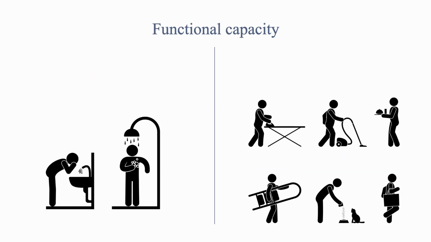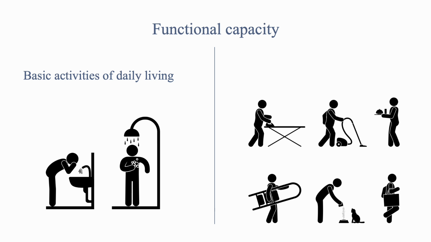Functional capacity refers to the ability to complete tasks or actions essential for independent living. Functional impairment is a common feature of dementia. The integrity of functional capacity is typically assessed by evaluating an individual's ability to successfully complete common day-to-day activities of varying complexity. These activities are categorized into basic or instrumental activities of daily living.